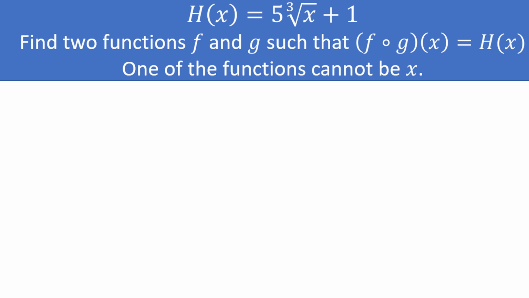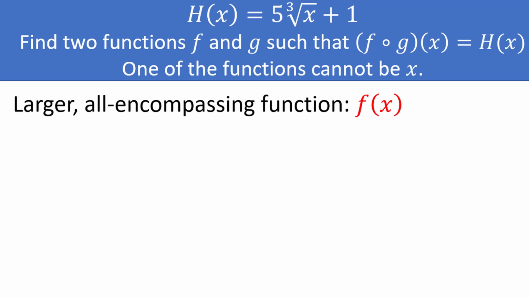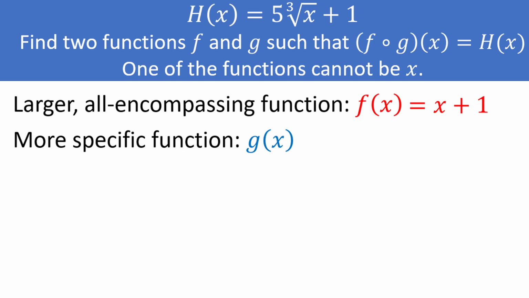As I said in the previous example, you oftentimes want to think of f as some bigger overarching function in the problem. Here we have some big mess of something, 5 cube root of x, that we must add 1 to. The overarching function is just something plus 1. So let's let f of x equal x plus 1. The more specific part of the function is 5 times the cube root of x. So let's let g of x equal 5 times the cube root of x.